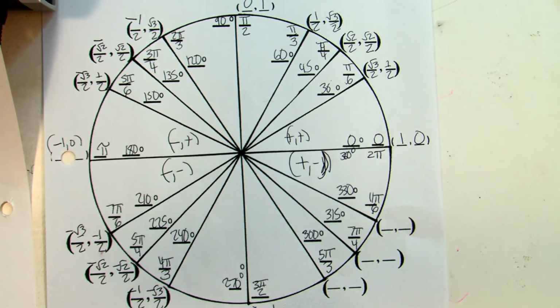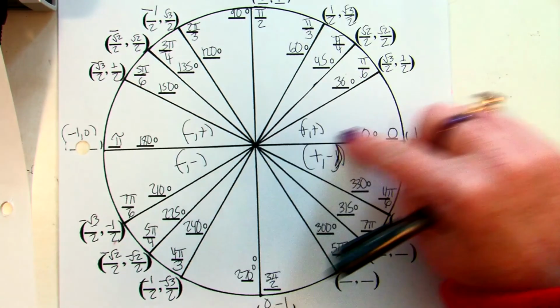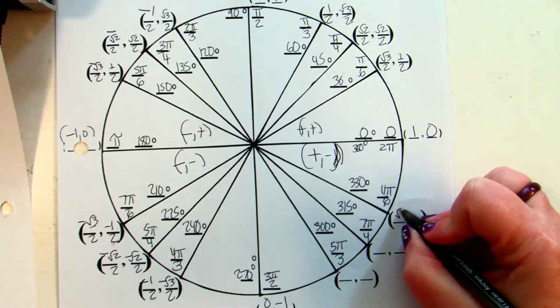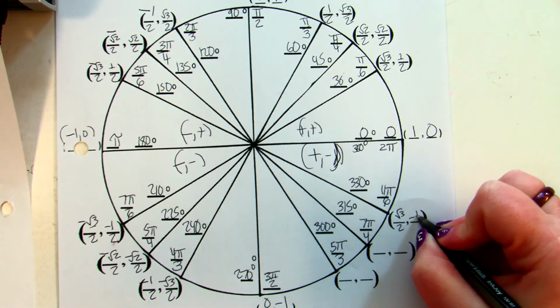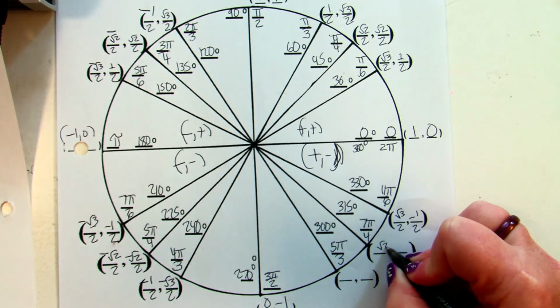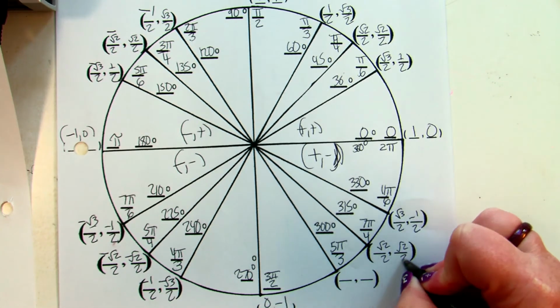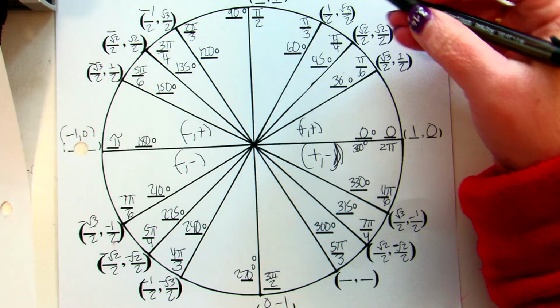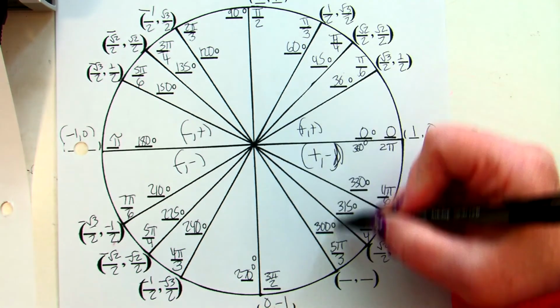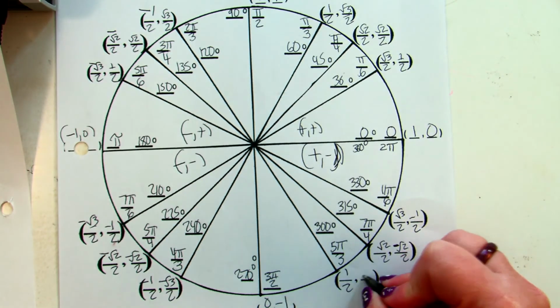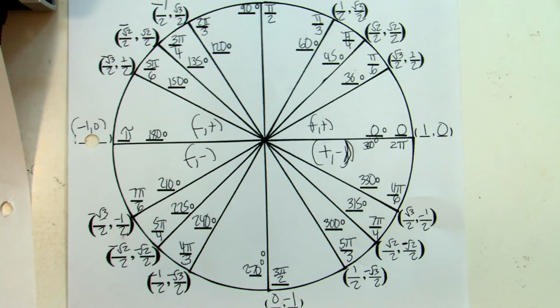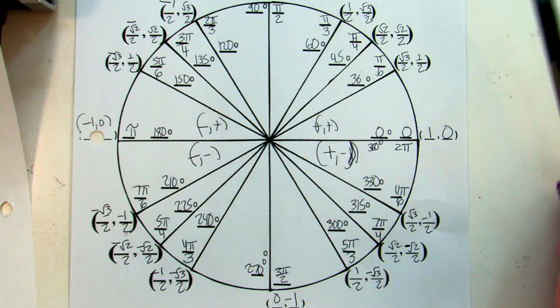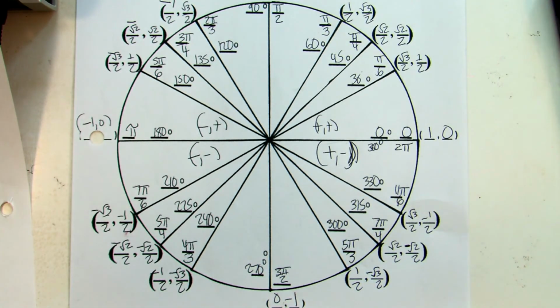So if you're going to reflect down, this is long, short, so it's rad 3 over 2, negative 1/2. This is rad 2 over 2, rad 2 over 2, and the second one, the sign, is negative. And then the last one is short and then long, so it's 1/2, rad 3 over 2, and that's negative rad 3 over 2.